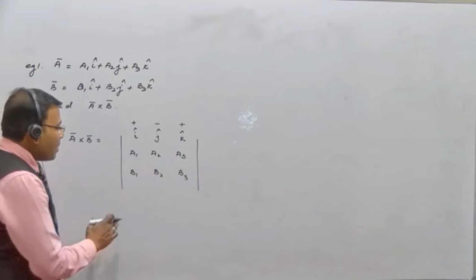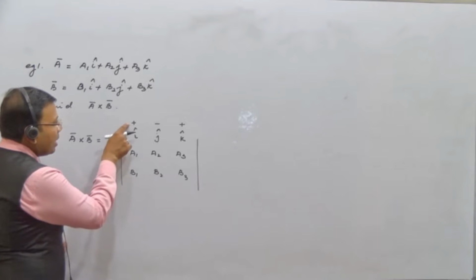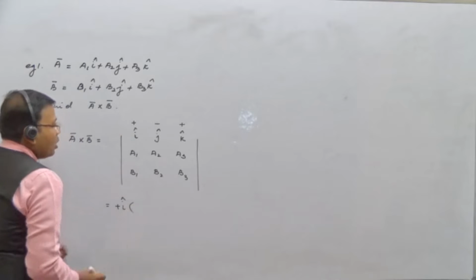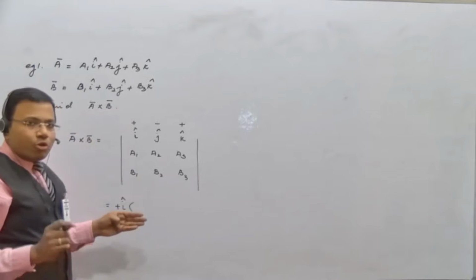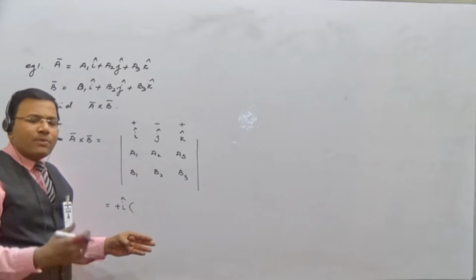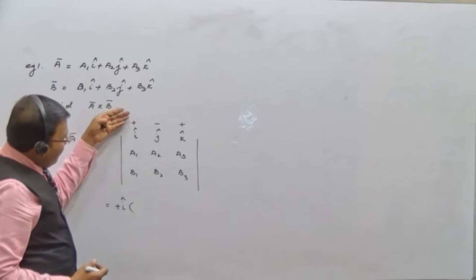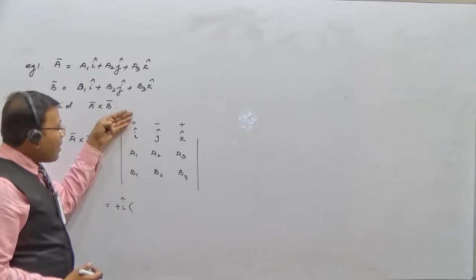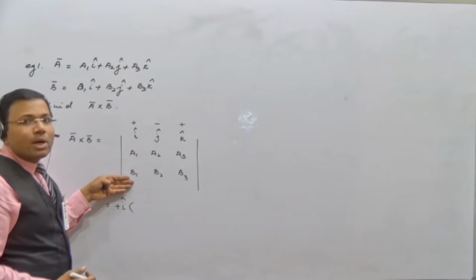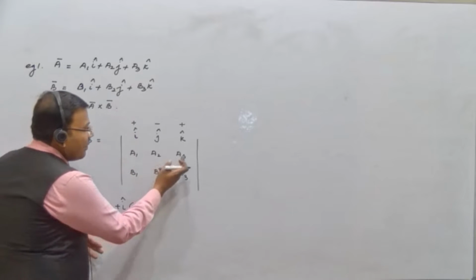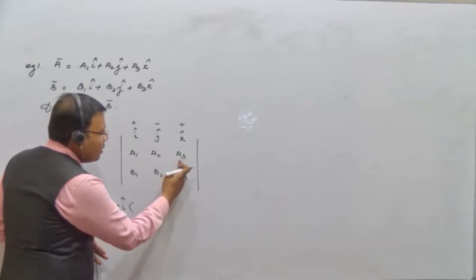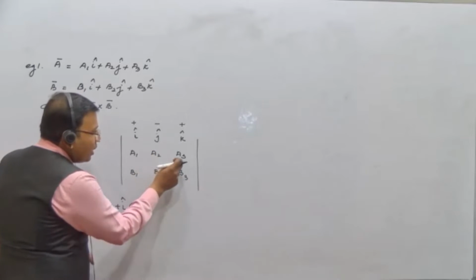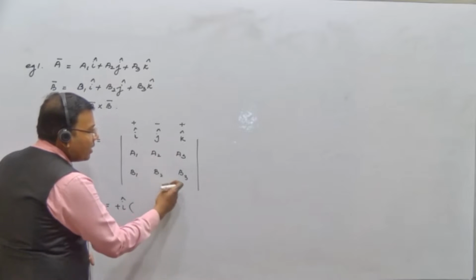Okay, so now what will we do? With I we have to take plus. So I'll write plus I. Whenever you take this I, try to understand the method, then the problems will be very simple for you. When you take I, you leave this column of I. Whenever you take I, you remove the column of I. Then what is left out here? A2, A3, B2, B3. You can find the determinant of this.